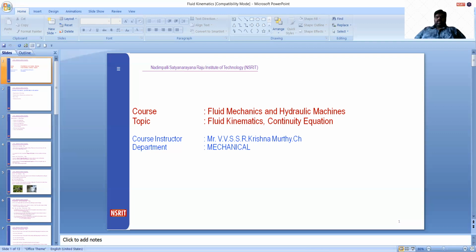So density into velocity into area at position 1 is equal to that at position 2. As it is an incompressible fluid, which means density is constant, so rho will cancel. So V1 into A1 is equal to V2 into A2. Area into velocity is nothing but discharge, so discharge at inlet is equal to discharge at outlet and is said to be constant. So Q is equal to A1 V1 is equal to A2 V2. This is the continuity equation.